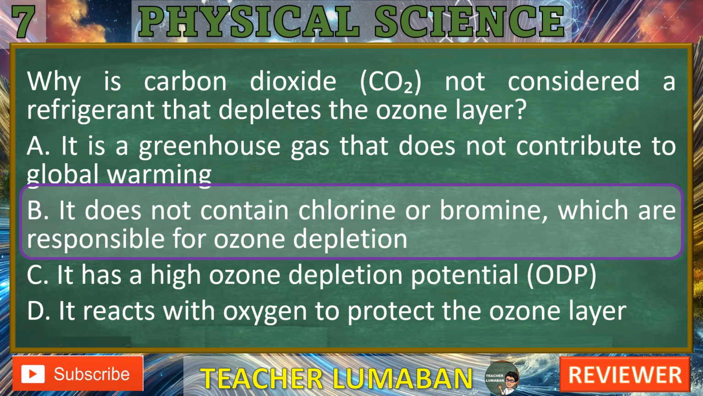C. It has a high ozone depletion potential, ODP. This is false. CO2 has an ozone depletion potential, ODP, of 0, meaning it does not contribute to the depletion of the ozone layer. D. It reacts with oxygen to protect the ozone layer. This is false. CO2 does not react with oxygen in a way that protects the ozone layer. It is a greenhouse gas that affects global warming but has no direct impact on the ozone layer.